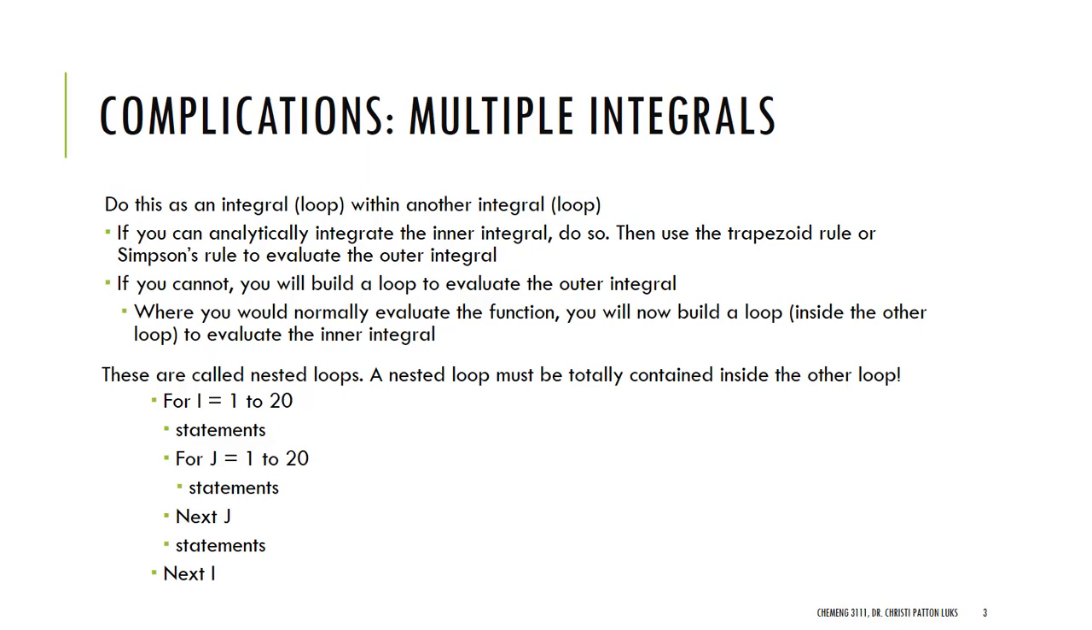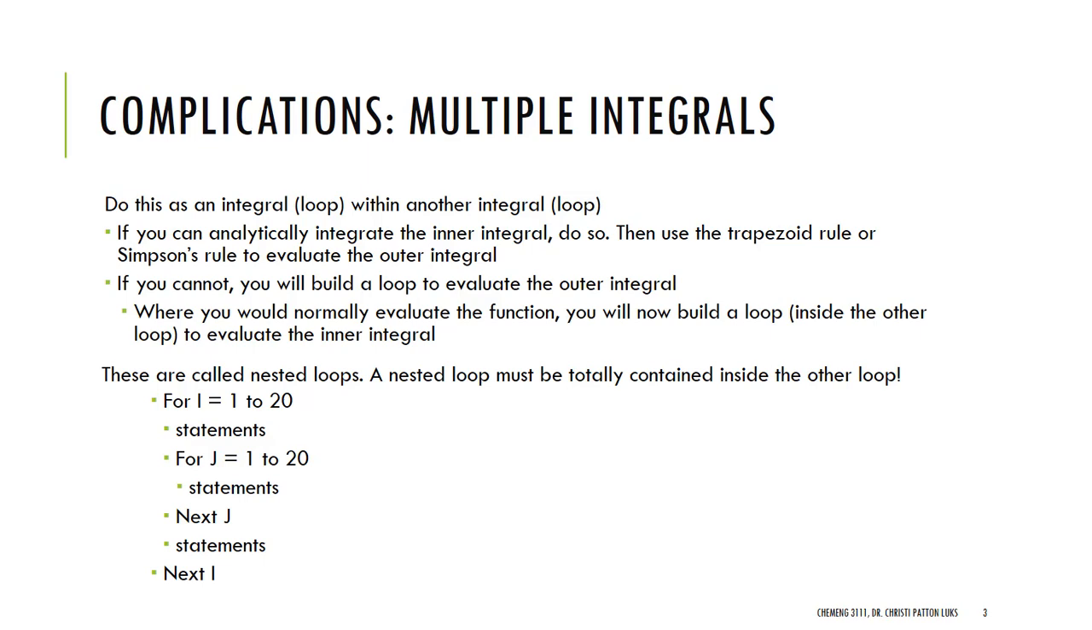If you have the possibility that maybe you can integrate the inner integral, but you can't do the outer one, then do that. As much hand integration as you can do, the better off you are. And then you just have to use the normal trapezoid rule or Simpson's rule for the outer integral. If that's not going to be possible, then you can build a loop inside your loop that will evaluate the outer integral.